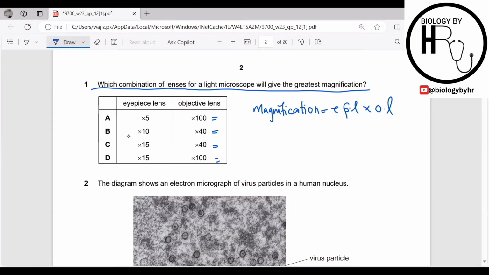If we calculate the magnification for part A, it comes to 500. For part B, it is 400. In part C, the magnification is 600, and finally in part D, it comes to 1500. So the greatest magnification is in option D, where the eyepiece lens is ×15 and the objective lens is ×100. Hence, our answer over here will be part D.